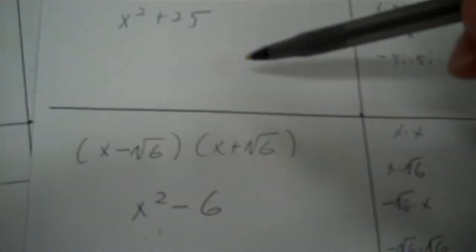X times x is x squared. X times the square root of 6 is square root of 6x. Negative square root of 6 times x is negative square root of 6x, which gets a cancellation. Negative square root of 6 times square root of 6 is negative square root of 36, but the square root of 36 is 6 whole, so it'd be negative 6. So x squared minus 6.